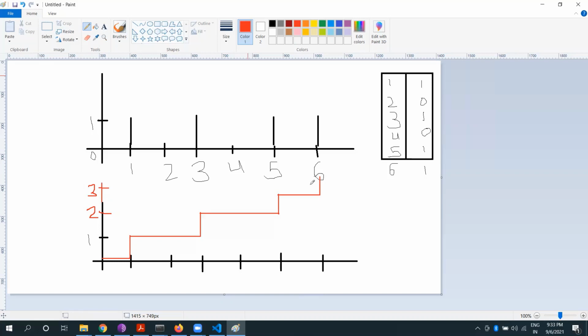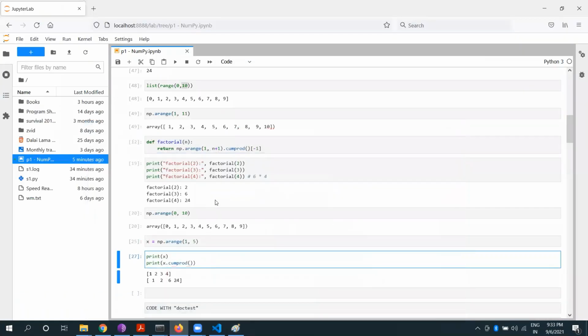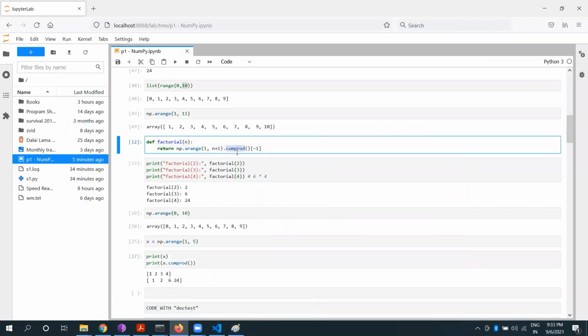Now this is what we are going to use for our factorial function. With the cumulative product, we don't miss out anything from this array. If we start from here, 1 times 1 is 1. Product means we are basically doing multiplication. For 2 we will get 2 times 2. For 3 we will get 3 into 2 into 1.